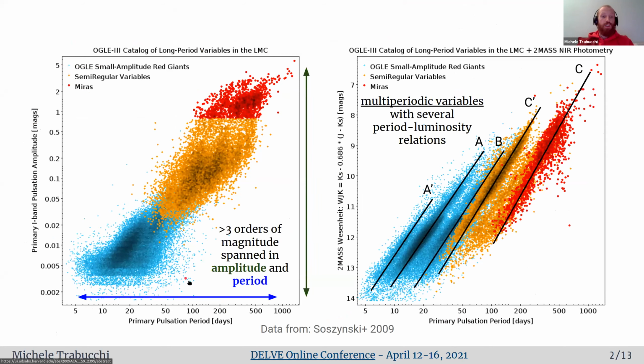Here you see the period-amplitude diagram of LPVs in the Large Magellanic Cloud according to the OGLE-IV data release. As you can see, they span more than 3 orders of magnitude in amplitude and a similar range in period. And to add to this complexity, these stars are often multi-periodic. They follow several different period-luminosity relations, so they are a bit challenging observationally. But as OGLE did, a number of other modern surveys are working towards this kind of data collection.